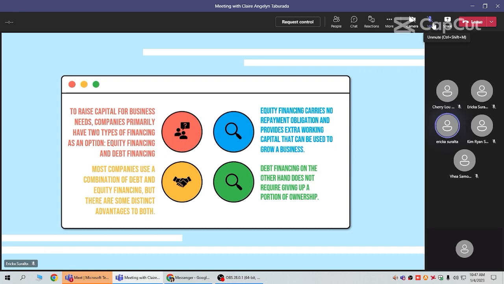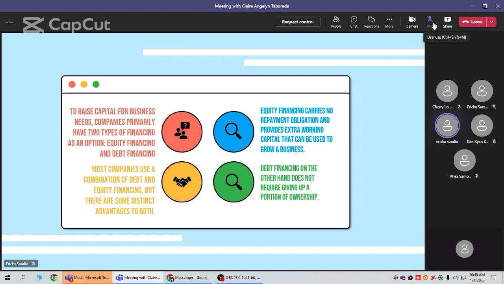In a company, of course, it involves raising capital for business needs. Companies primarily have two types of financing as an option. That's why we have equity financing and debt financing. They need investment capital or borrowing capital. Equity financing is the investment capital, and debt financing is the borrowing capital. Just for your information, most companies use a combination of debt and equity financing, but there are some distinct advantages to both. It depends on the company on how they want to raise capital for their business needs. That's why we have two types of financing as an option for a company.